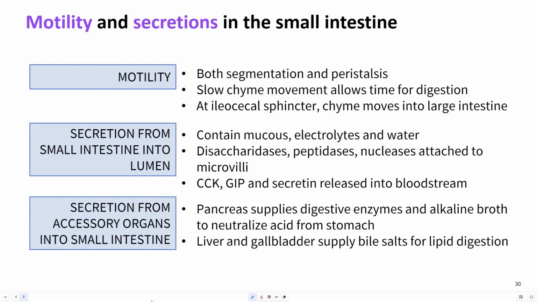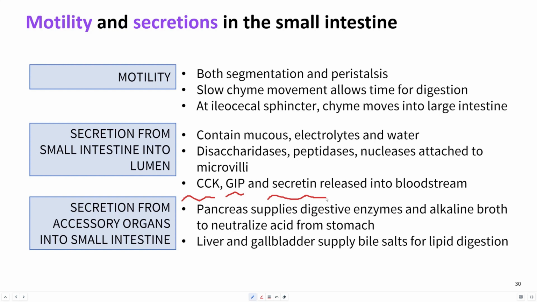This area contains a lot of mucus, electrolytes, and water. Also, disaccharidases, peptidases, and nucleases are attached to the microvilli. They help with the breakdown of all the macronutrients. Key hormones like cholecystokinin, gastric inhibitory peptide, and secretin are released into the bloodstream to help regulate the amount of acid being produced in the stomach.